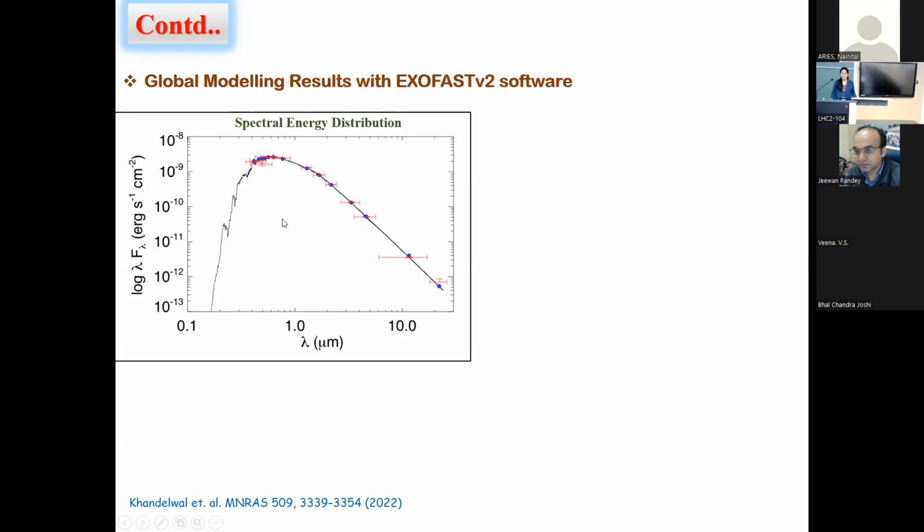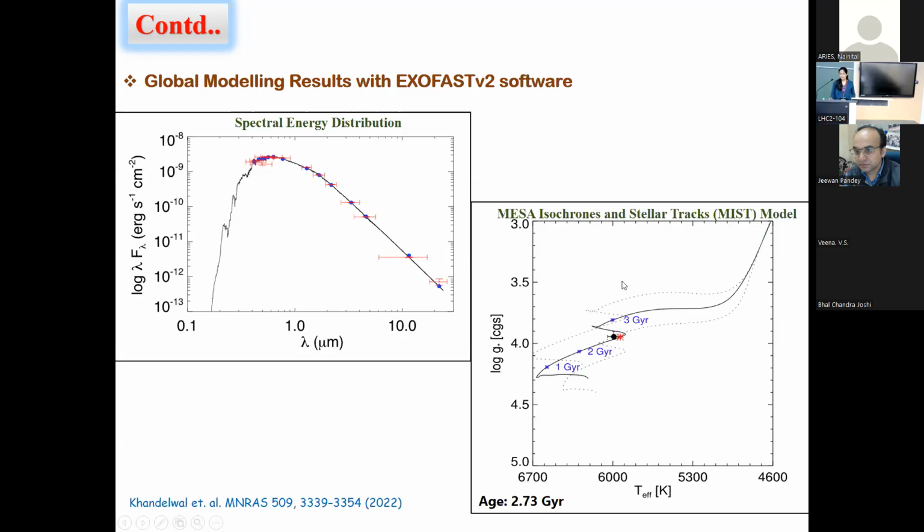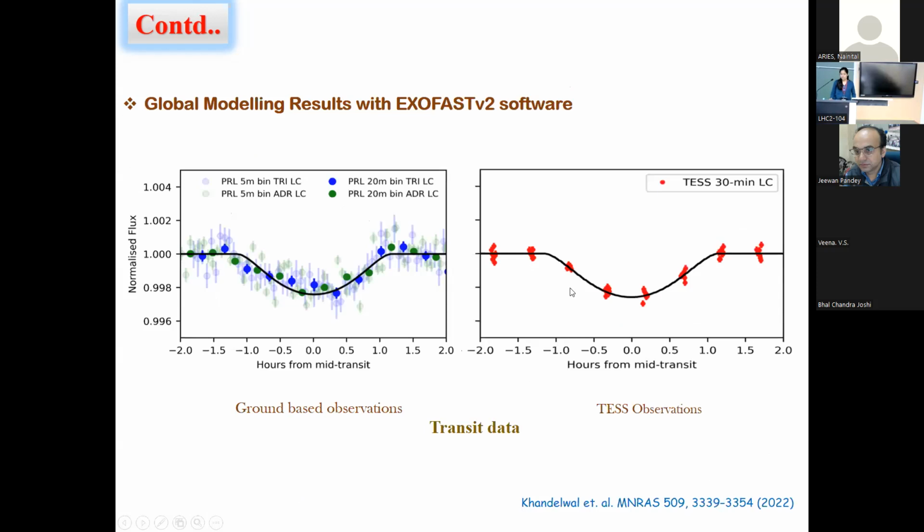The models which we used are Kurucz models, and to determine the age of the star and evolutionary status, we use MESA isochrones and stellar tracks. So here, this black curve shows the stellar track of this TOI-1789, and we found the age of 2.73 gigayears. This is the best fitted model to the data. The first figure I have already shown, and the second figure is the phase folded transit data.